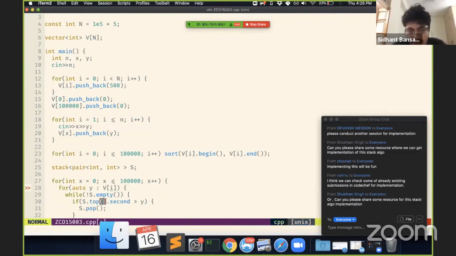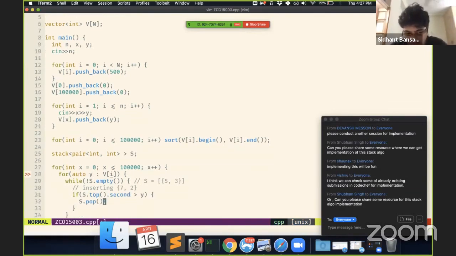This is slightly confusing. I'm saying the stack top's Y coordinate. The dot second means Y. Here I'm saying that the first thing is X, the second thing is Y. So if the stack top's Y coordinate is bigger than my Y coordinate, let's say the stack is looking like this, 5, 3. And let's say we are inserting, I don't know, 7, 2. Then we'll say the stack top's second, which is 3, is greater than our Y. So we need to pop him out. So we'll pop him out. Okay. Before popping him out, we'll say right of S dot top dot.